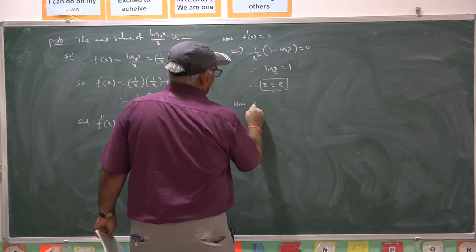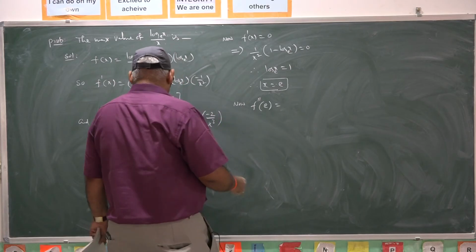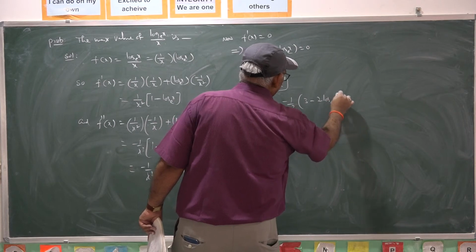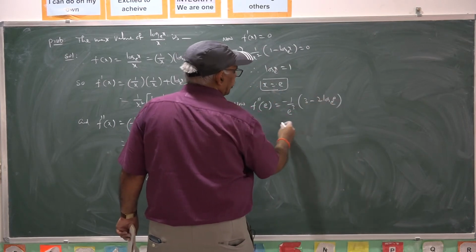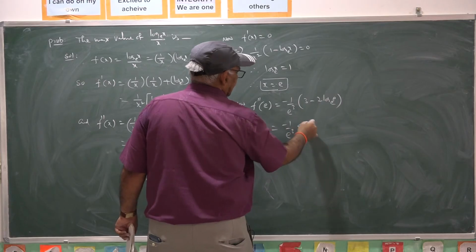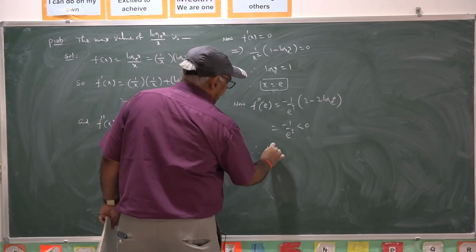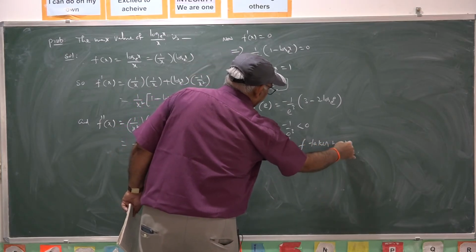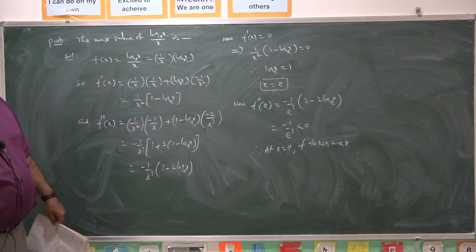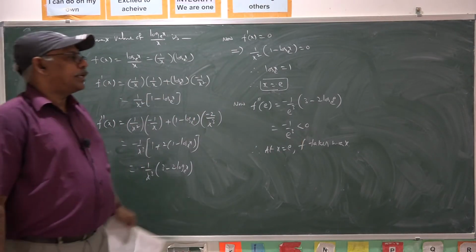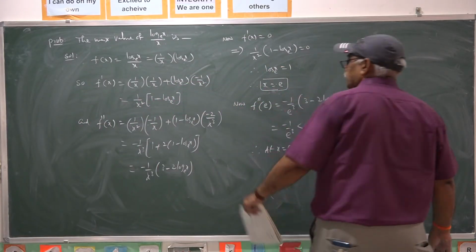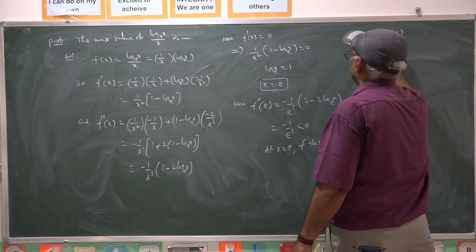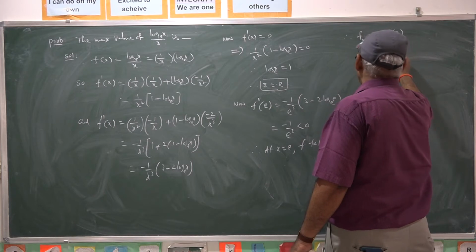Now at x equal to e, the second derivative is minus 1 by e cubed into (3 minus 2 log e to the base e). Log e to the base e is 1, so it becomes 1. Hence minus 1 by e cubed is less than 0. Therefore, at x equal to e, f takes a maximum by the second derivative test, because the second derivative is negative and the first derivative is 0 at x equal to e. That maximum value is needed. So the maximum value of f is f(e), that is log e to the base e by e, which is 1 by e.